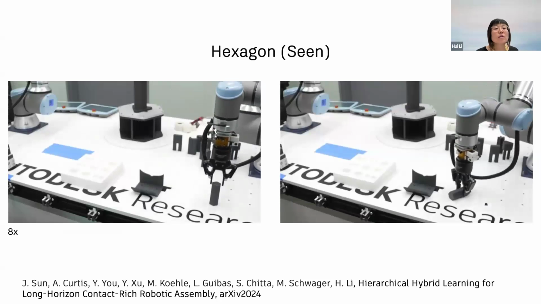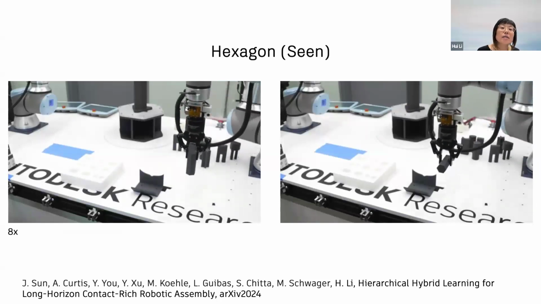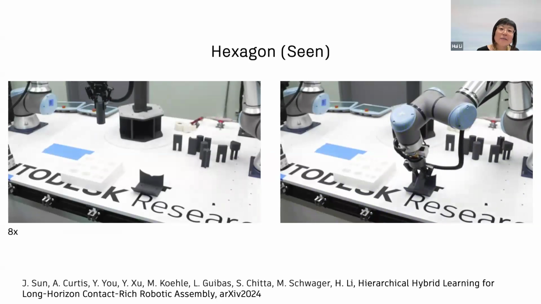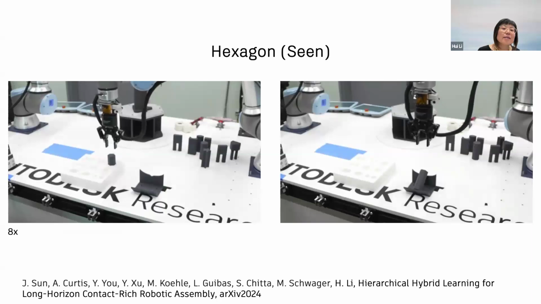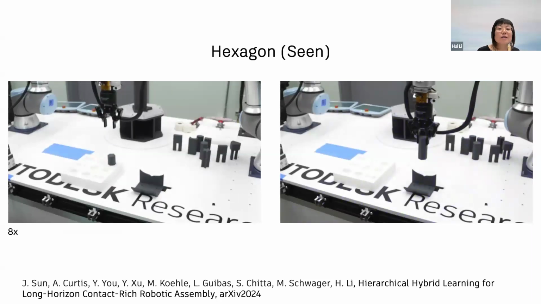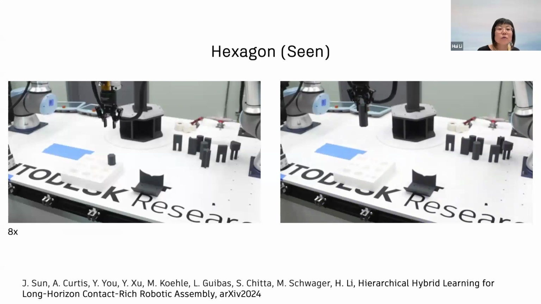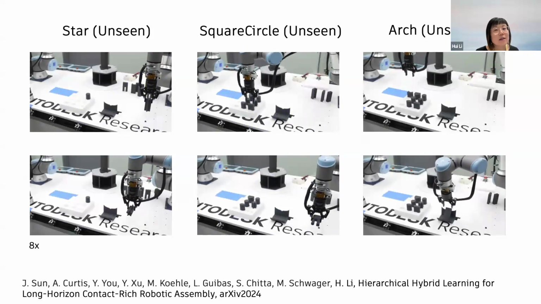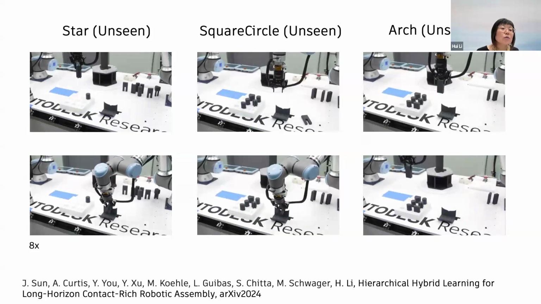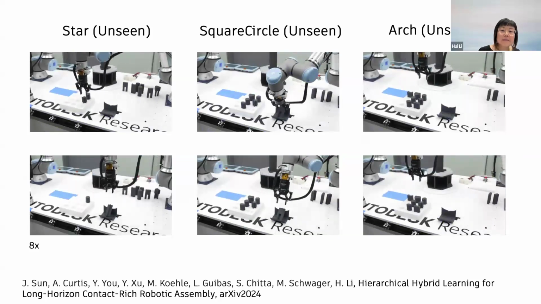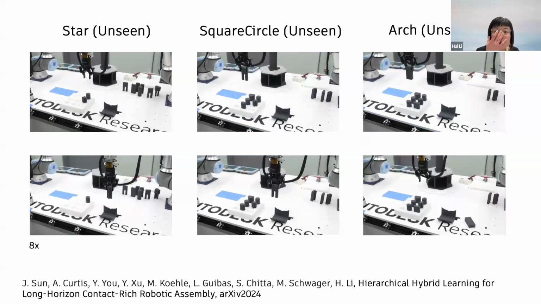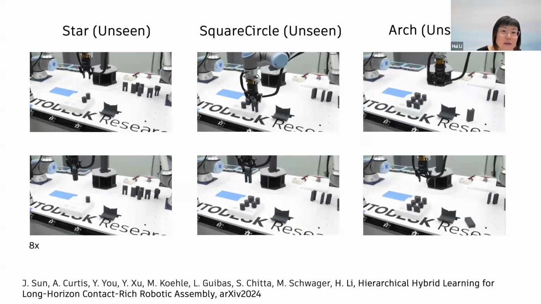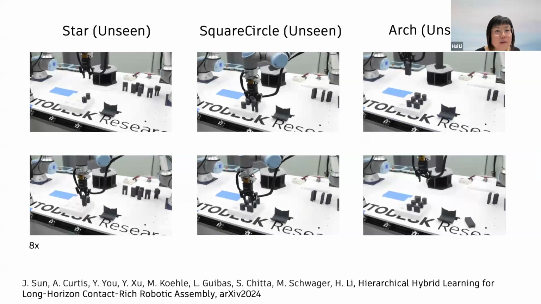So I'll show some examples. This is trained on a hexagon part. And this is a seen object, and based on different orientations and positions, it will choose to reorient it on the fixture or not. And then we can use the same policy to transfer to different, unseen objects onto that board. Some objects are more difficult. For example, the square circle, there are some failures there.